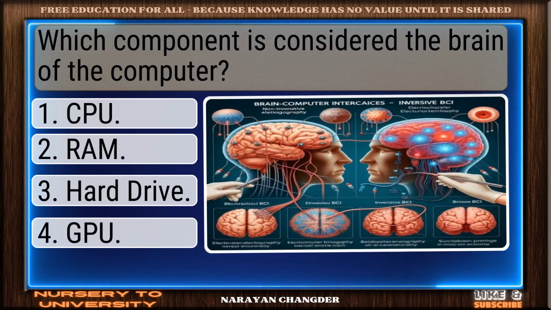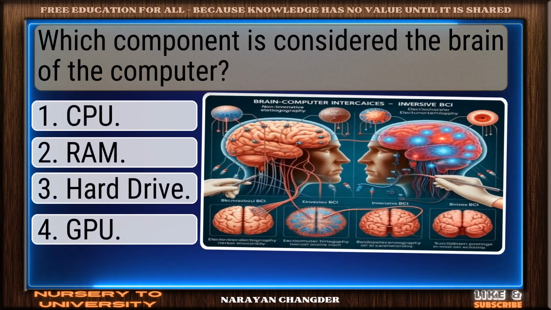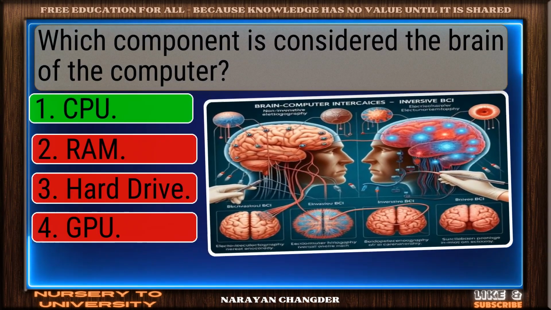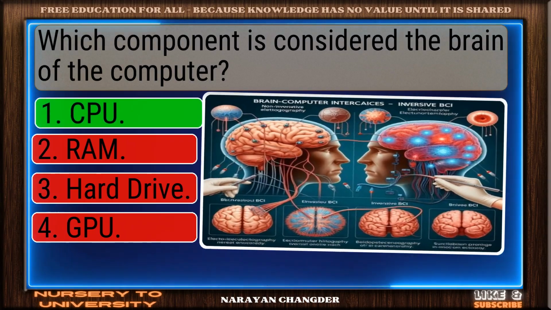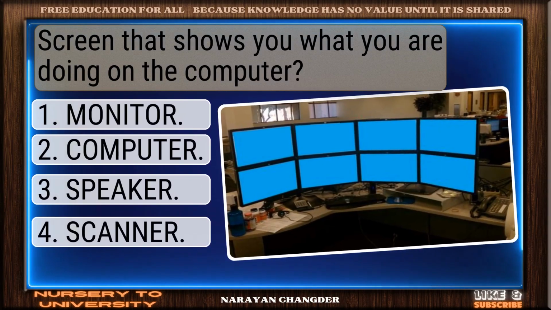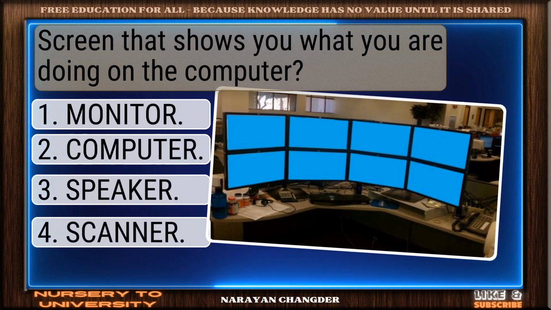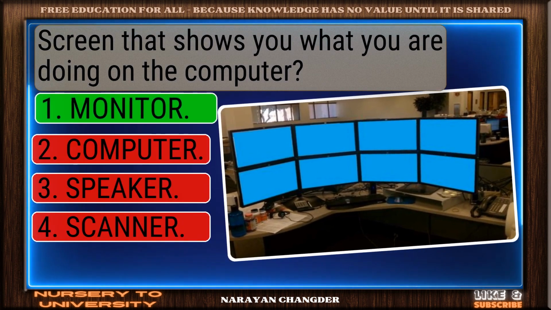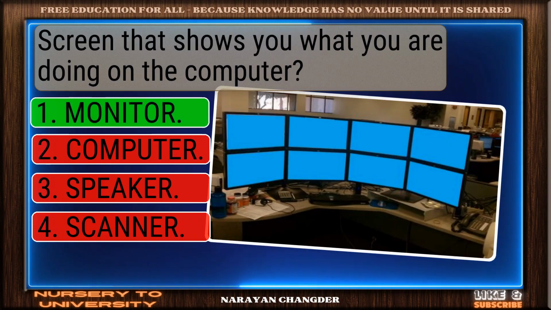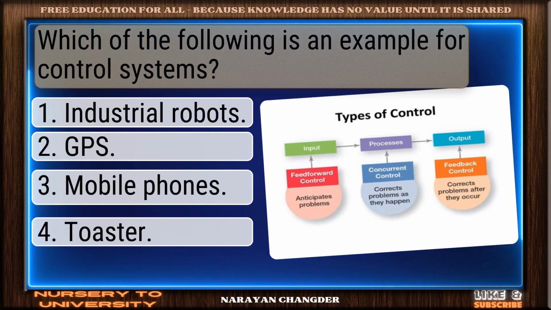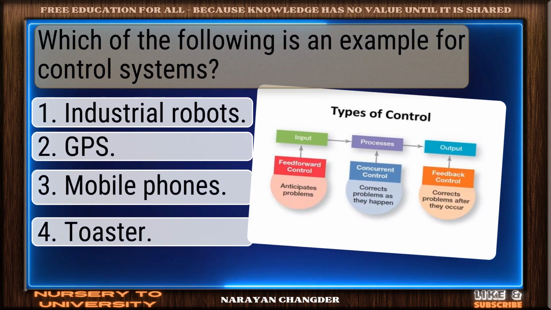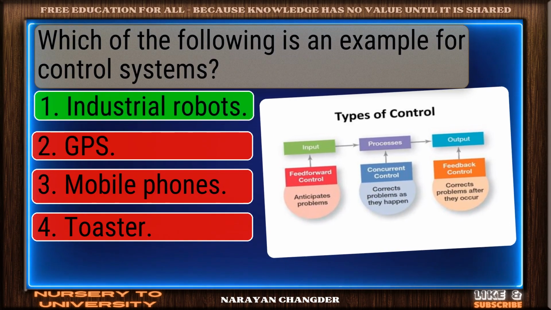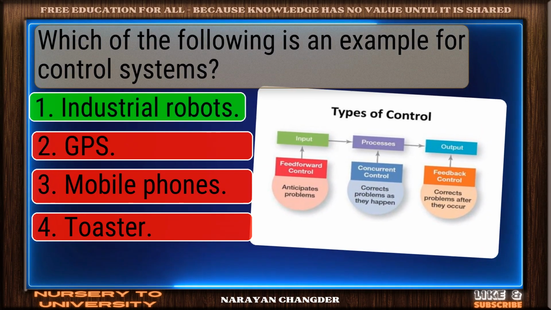Which component is considered the brain of the computer? Correct. CPU is spot on. Screen that shows you what you are doing on the computer? You're right. Monitor is correct. Which of the following is an example for control systems? Smart move. Industrial robots is the accurate answer.